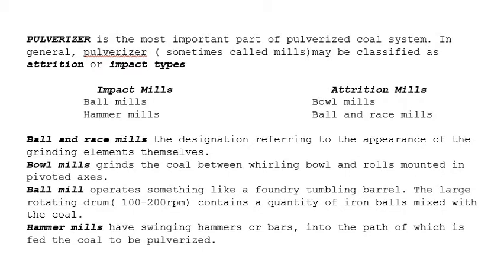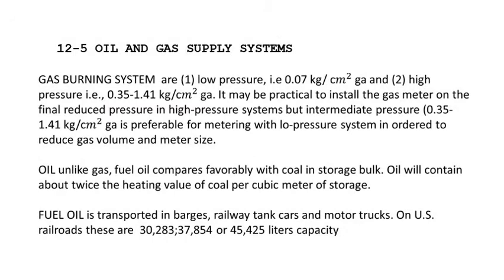Ball mills, however, grind the coal between whirling balls and rolls mounted on pivoted axes. A ball mill operates something like a foundry tumbling barrel. The large rotating drum contains a quantity of iron balls mixed with the coal. Hammer mills have swinging hammers or bars into the path of which is fed the coal to be pulverized. So next, oil and gas supply systems.